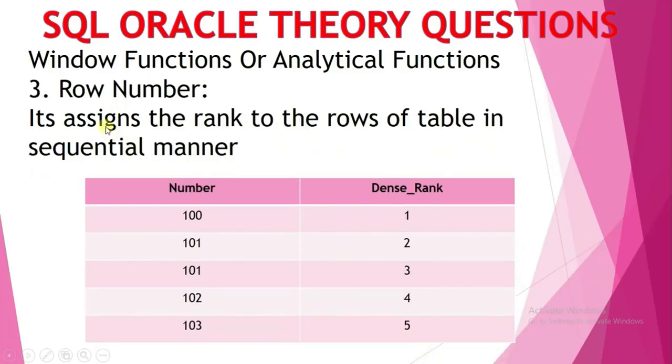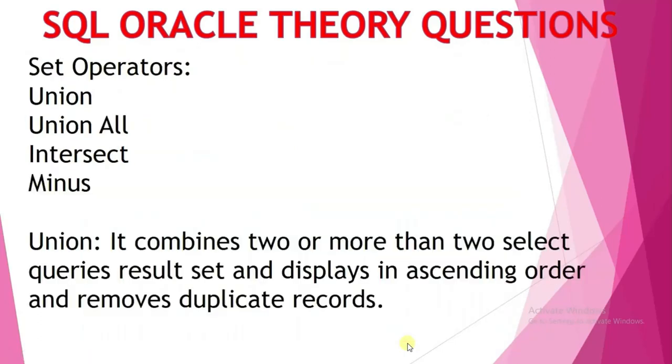Row number assigns the rank to the rows of the table in a sequential manner. So these are the numbers and these are the ranks 1, 2, 3, 4, 5. In a sequential manner, the row number assigns the ranks.